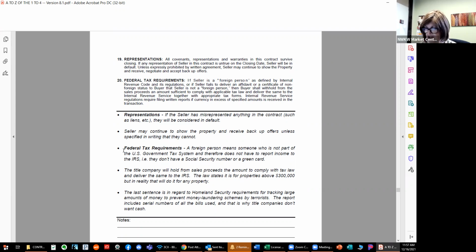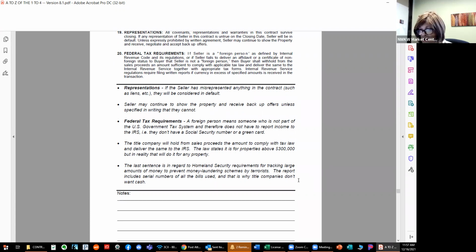Federal tax requirements talks about a foreign person, meaning someone who is not part of the U.S. tax system. In that case, the title company will hold from sales proceeds the amount to comply with the tax laws and deliver the same to the IRS. So the client that may not be from this country needs to be aware that that's what's going to happen, because they don't understand sometimes. They're like, nobody told us that. Well, they should have been more careful when they bought it, but they've got to know that Uncle Sam is going to get their money.